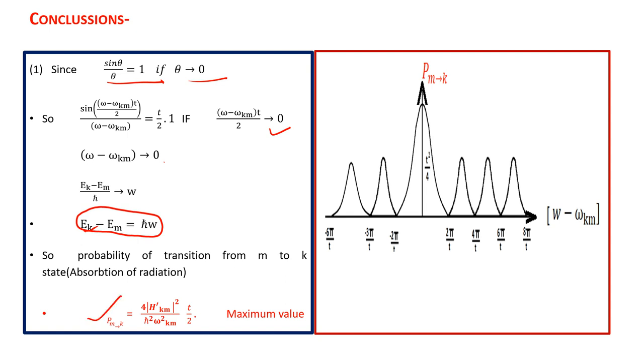Omega minus omega km is equal to 0. The curve has a maximum value, and 2 pi by t curve has a 0 value. 4 pi by t curve has a 0 value.